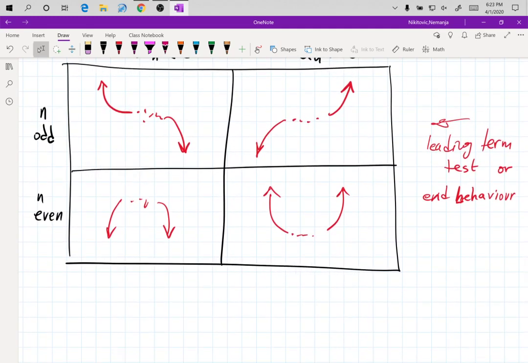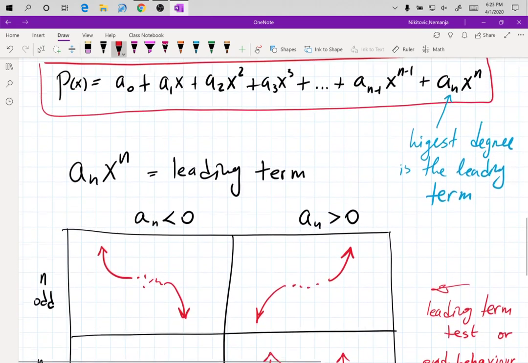And if the problem can be factored, woohoo! In that case, we have more information on what to draw and how to draw. So leading term test, also known as end behavior, is a very useful, very helpful thing for us to sketch the graph of the function. And that's it for 2.3, believe it or not.